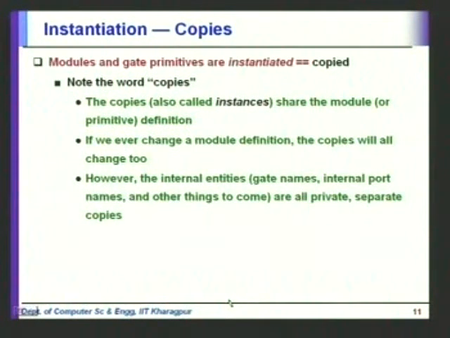Modules and gate primitives are instantiated, which means that they are copied. Now it's not like a function call. In a function call, it is the same code which is executed. Here they are two separate physical entities. The mux1 and the mux2 are not the same thing. They are two physical hardware pieces. Right? So these are instantiated or copied. They are not called. Okay, please understand the difference between them.